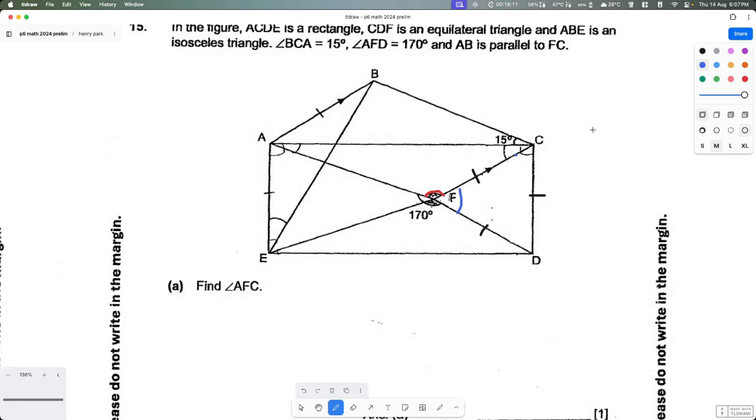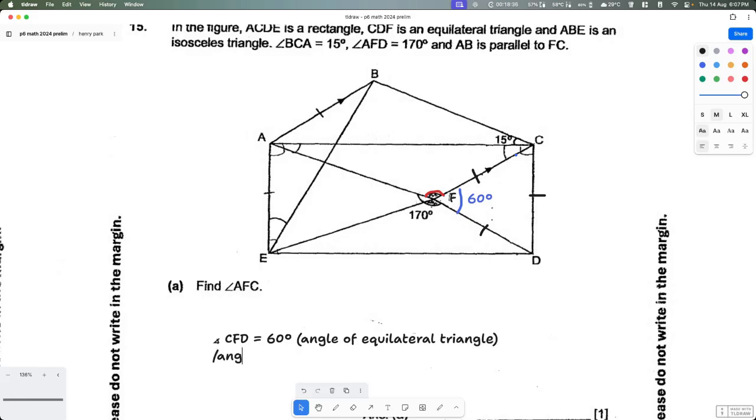Wait, AFC is basically 60, right? 60 degrees. Okay, so in this case, what I can do is I can write angle CFD is equal to 60 degrees. Okay, so it's an equilateral triangle. So that means angle AFC is equal to 360 minus 170 minus 60.